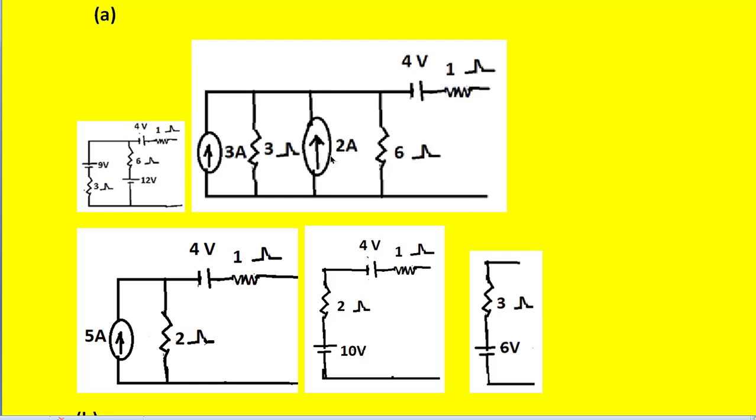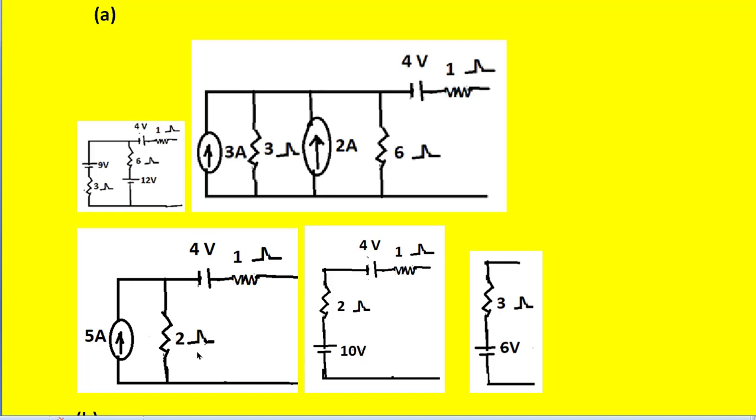So after this, if you look at this, there are two current sources, both directed upwards, meaning in the same direction. So we can replace these two current sources with one current source, that is 3 plus 2, 5 amperes, like this. Then this 3 ohms and 6 ohms are in parallel. So we can represent them with one resistor, that is 6 into 3 divided by 9, that is 2 ohms, like this here. And then add this 4 volts, 1 ohm resistor like this.